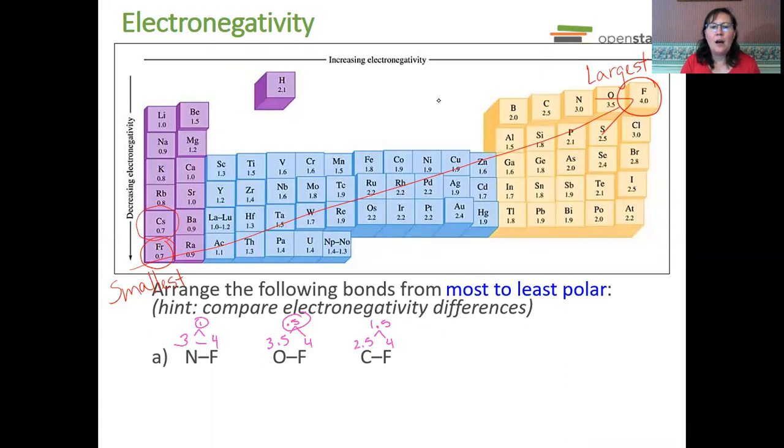Now, and this is very important here, the slide is asking for most to least polar. That means the largest difference to the smallest difference. The largest difference here is carbon to fluorine, and the smallest difference that we have here is oxygen to fluorine. And that leaves our nitrogen fluorine in the middle.